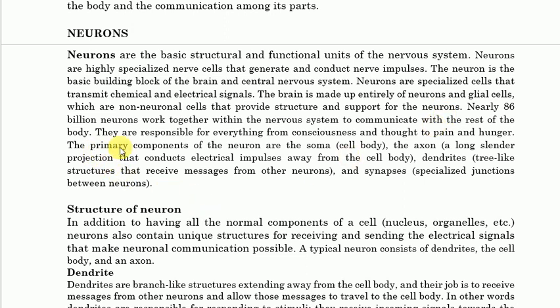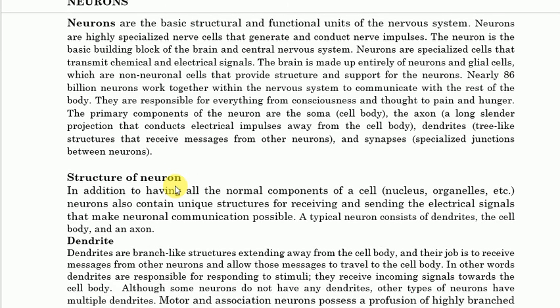So the primary components of the neuron are the soma, yaani cell body. Neuron inakuwa na cell body ambayo inaitwa soma, inakuwa na axon. Axon is the long cylinder projection that conducts electrical impulse away from the cell body. Pia kuna dendrite. Dendrite ni tree-like structure that receives messages from other neurons. And the synapse, a specialized junction between neurons. Unaangalia kuna nini, kuna cell body, kuna axon, kuna dendrite pamoja na synapse. Hizo ni important parts of the neuron.